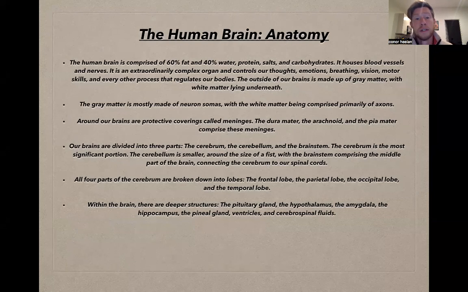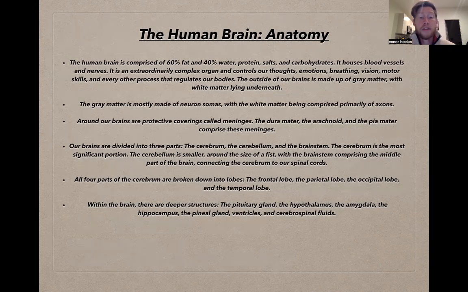regulates our bodies. The outside of our brains is made up of gray matter, with white matter lying underneath the gray matter. The gray matter is mostly made up of neuron somas, with the white matter being comprised primarily of axons. Around our brains are protective coverings called meninges. I hope I'm pronouncing that right. The dura mater, the arachnoid, and the pia mater comprise these meninges.